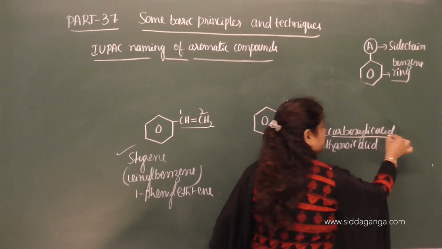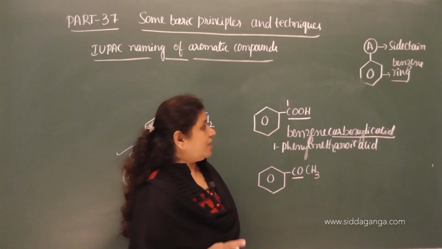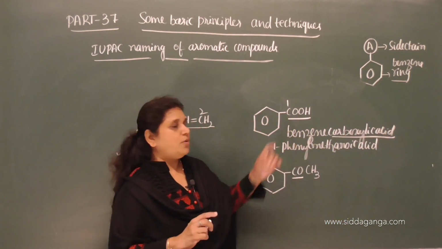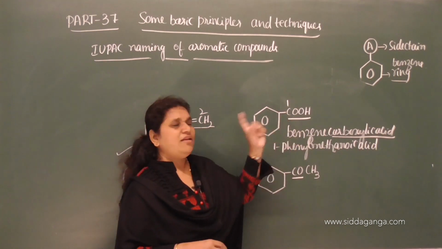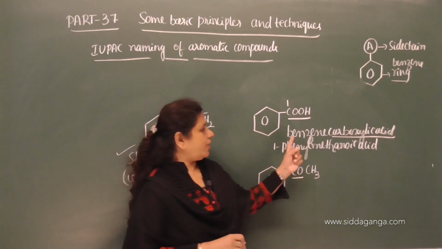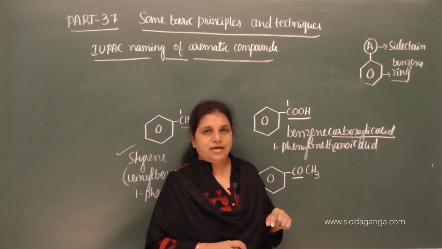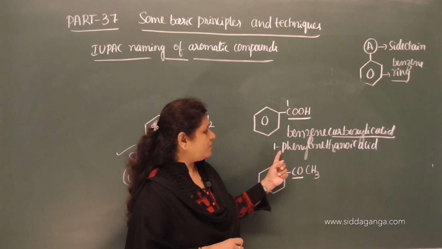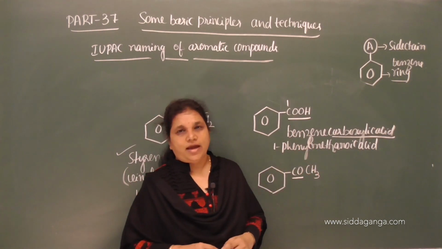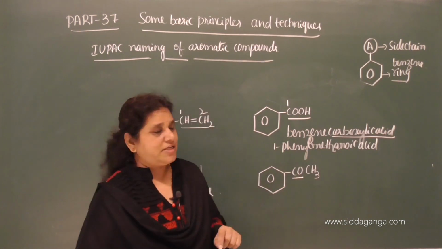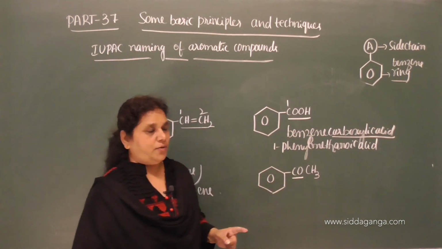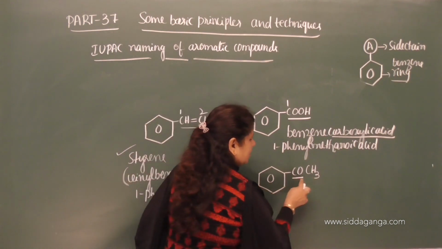Carboxylic acid is the special secondary suffix that we can use for the COOH group, as it is a carbon containing terminal functional group. So you can name it as benzene carboxylic acid, or you can name it as 1-phenyl methanoic acid, the aryl derivative of methanoic acid. What is the name of the aryl group? Phenyl group.